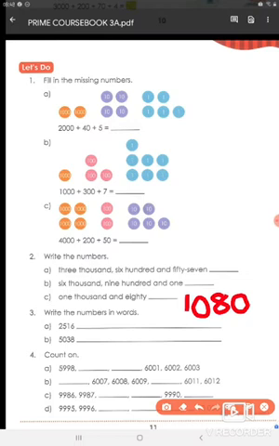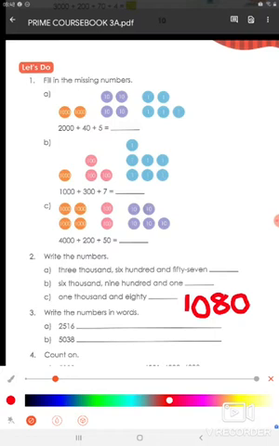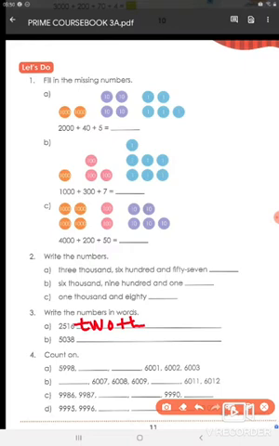We're going to then write these numbers in words. That's quite easy. It's 2. No, don't write it like that. So then it's 2,516. 5,038. And then you're going to do counting on.